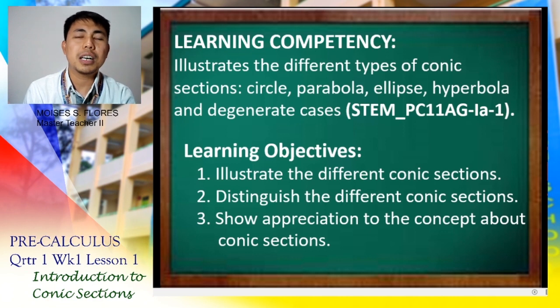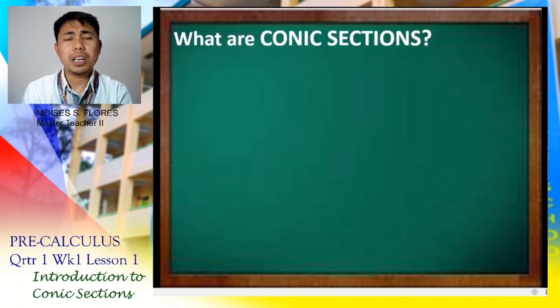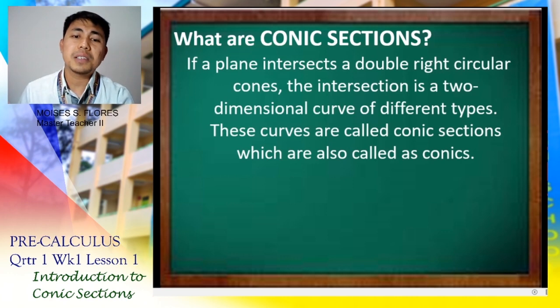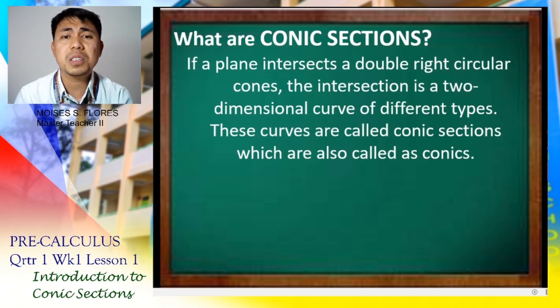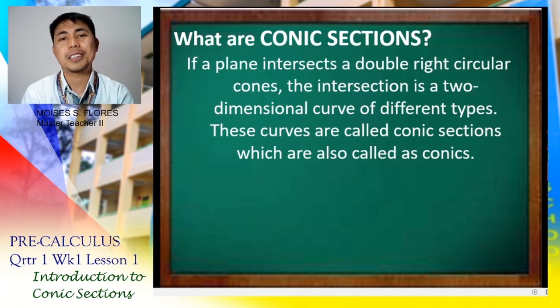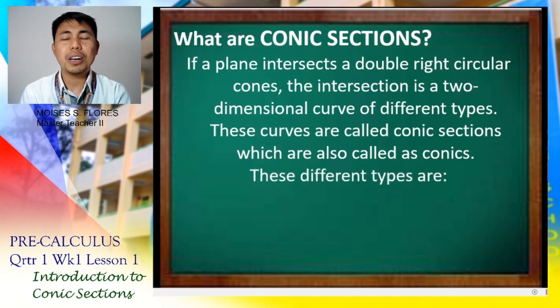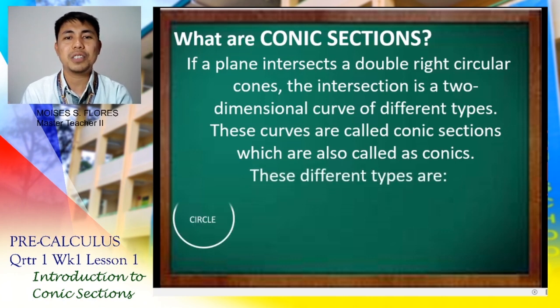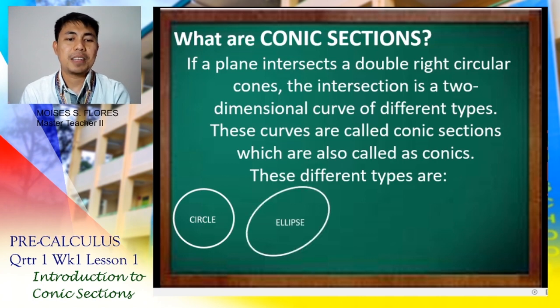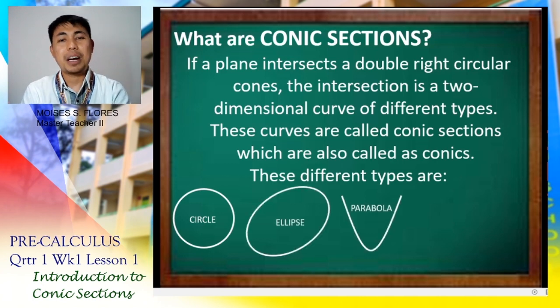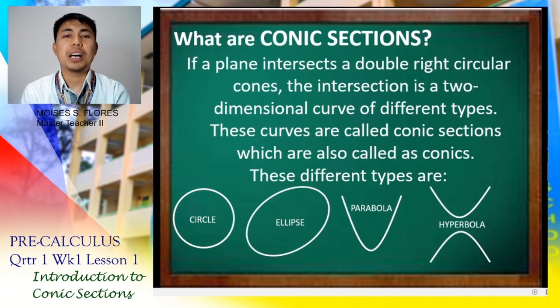Now let's have the definitions. For conic sections, if a plane intersects a double right circular cone, the intersection is a two-dimensional curve of different types. Now, this curve is your conic sections, or in short, conics. What are the different types of conic sections? We have the circle, ellipse, parabola, and hyperbola. Let us discuss them one at a time.